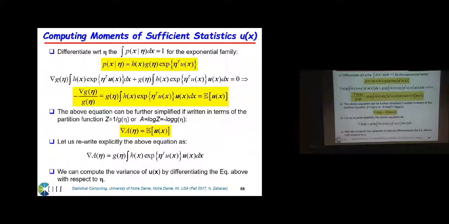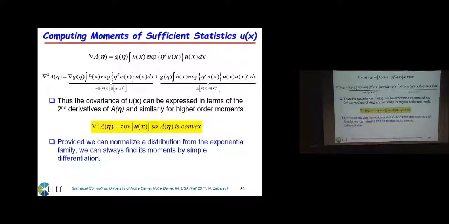Now, I mean, it's a coincidence. You will say, well, you know what? This includes many, many, many distributions. So basically, it's an extremely desirable result, okay? And can you push this further? Yeah. If you take the second derivative of A with respect to eta, it comes to be the covariance of u of x, of the sufficient statistics. And if you want to go to higher order moments, you can keep going.